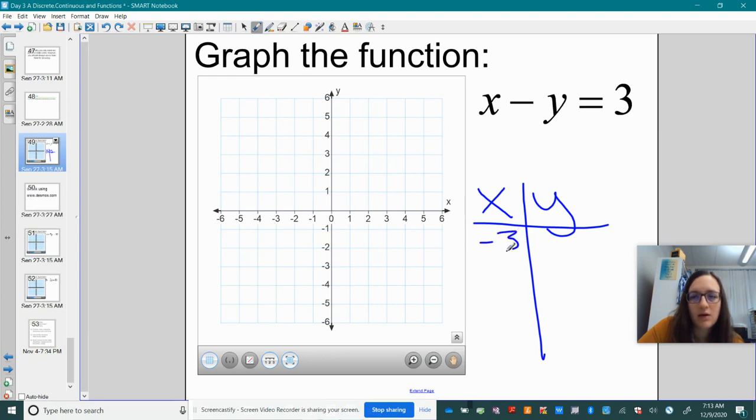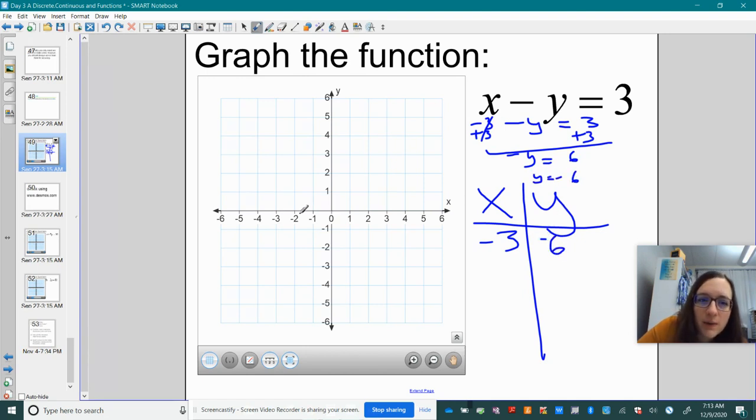-3, shall we? So if we substitute in the -3 here, we'd have -3 minus y is equal to 3. So we can add 3 to both sides. We get -y is equal to 6, and then we divide by a negative, so y is equal to -6. And then we graph it. So we go over to -3, down to -6, and we graph a lattice point. Okay, so I'm getting a little far down.